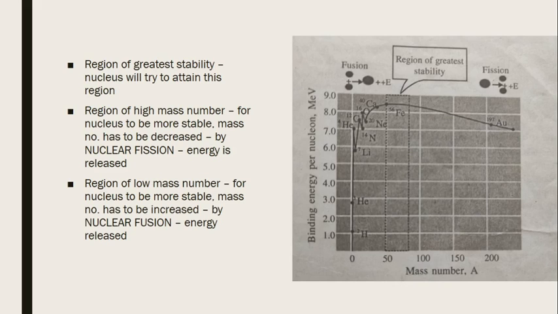So what happens to the nucleus? It is a heavier nucleus, isn't it? It's having a large mass number. Large mass number means it consists of more number of nucleons inside it. So it's a heavy nucleus. So what happens to this heavy nucleus? This heavy nucleus will split into lighter nuclei with the liberation of energy, and the process is known as nuclear fission. So in the region of high mass number, for the nucleus to be more stable, mass number has to be decreased by the process called fission, in which a heavier nucleus is split into smaller nuclei with the liberation of energy.